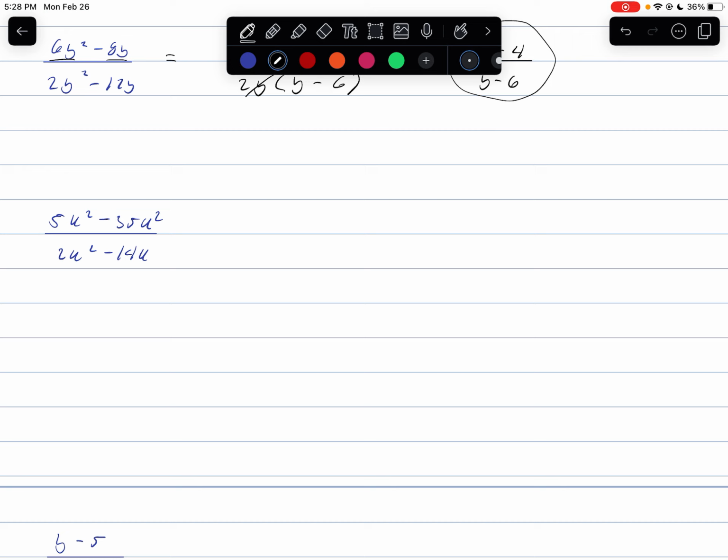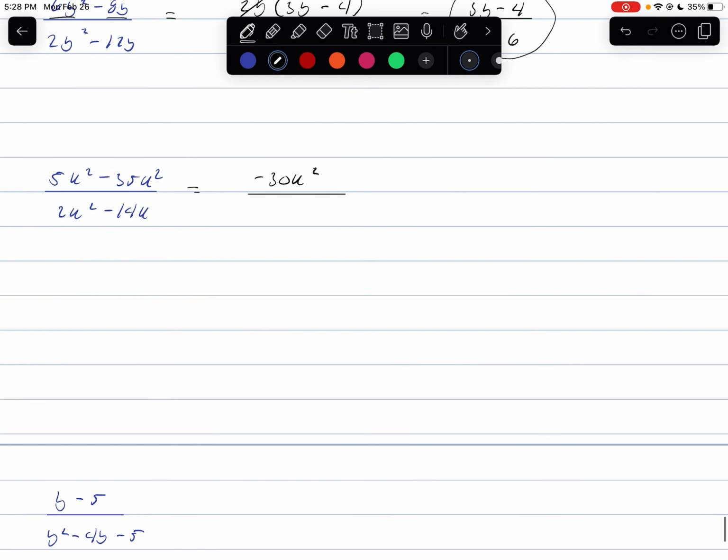Okay, let's look at this one. It's somewhat similar. Here we have 5u squared minus 35u squared. Okay, so in the numerator here, we can go ahead and rewrite the numerator as minus 30u squared. Okay, and then in the denominator here, we can write this as 2u squared minus 14u. It looks like we can factor out a 2u. Okay, so if we factor out 2u, we're going to be left with u minus 7, since we pulled a 2u from here and a 2u from here.